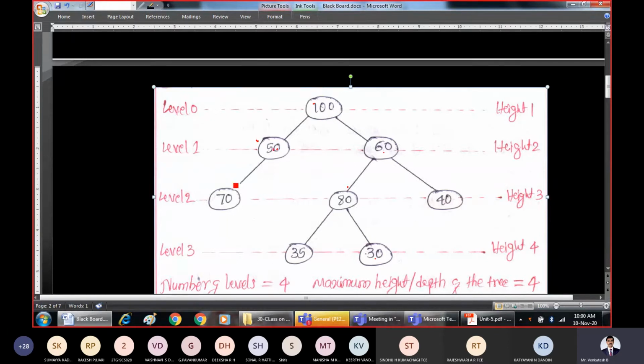For 50, 70 is the descendant. For 80, 35 and 30 are the descendants. For 60, 80 and 40 are the descendants, because they originated after 60. That is what descendants are.